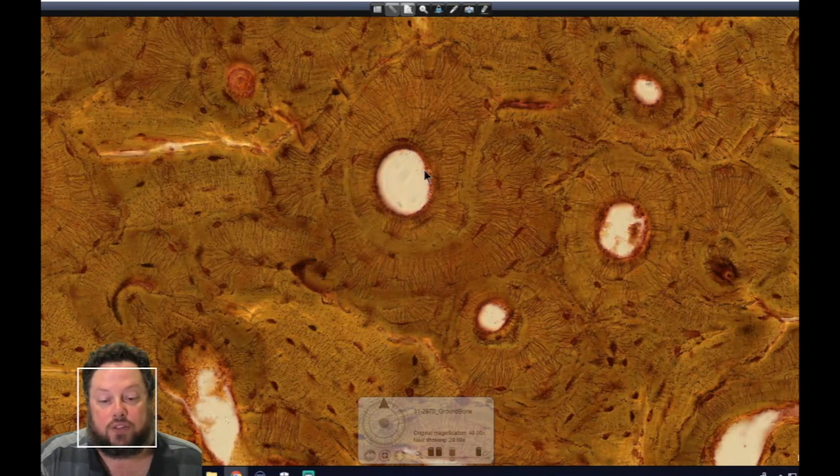So we'd find osteoblasts, osteoclasts, and osteoprogenitor cells. But also found within the haversian canal would be blood vessels. And these will be supplying nutrients to our osteocytes.